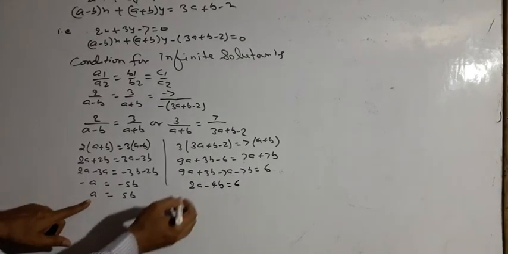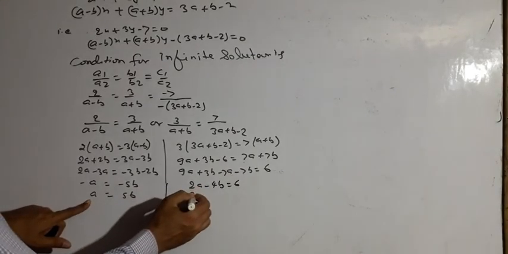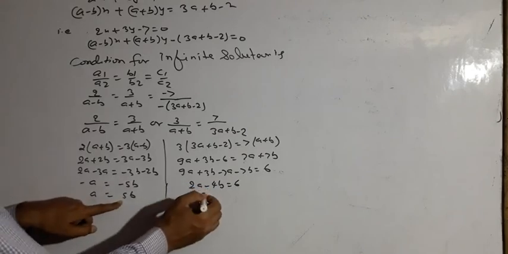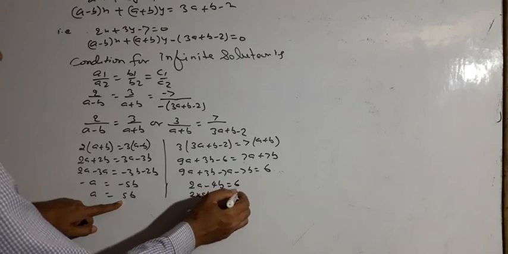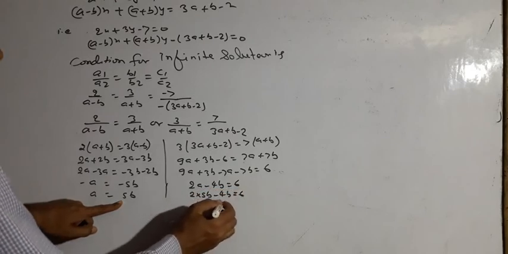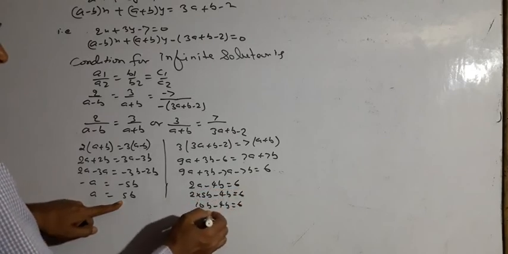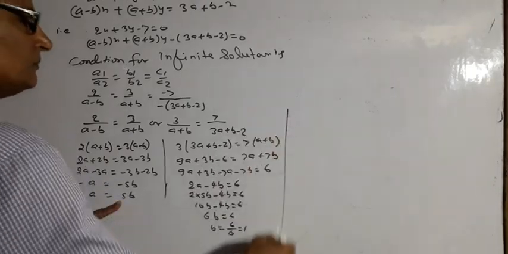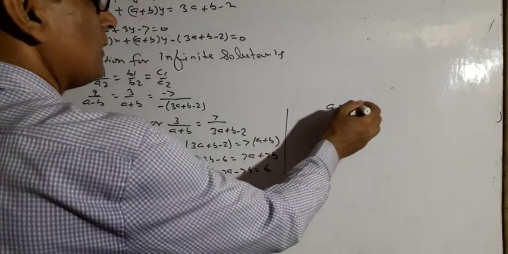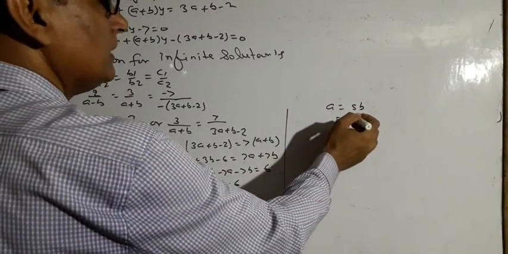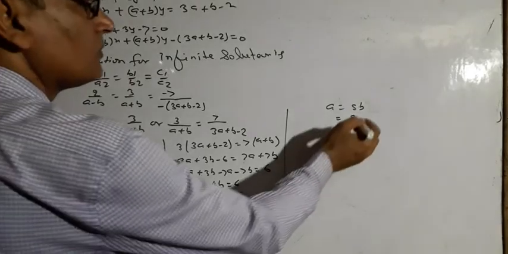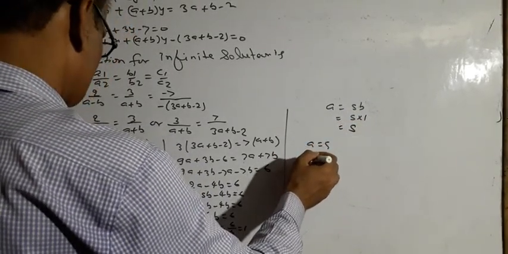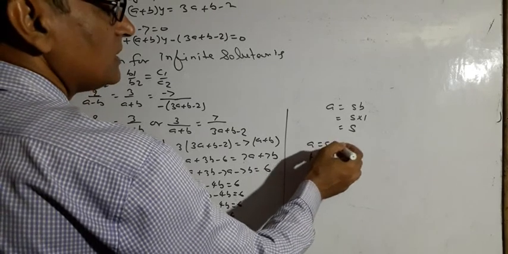Put the value of a. 2 into a means 5b, so 10b minus 4b equal to 6. 6b equal to 6, b equal to 6 by 6 equal to 1. a equal to 5b, b is equal to 1, so a equal to 5. a equal to 5, b equal to 1. This is the answer.